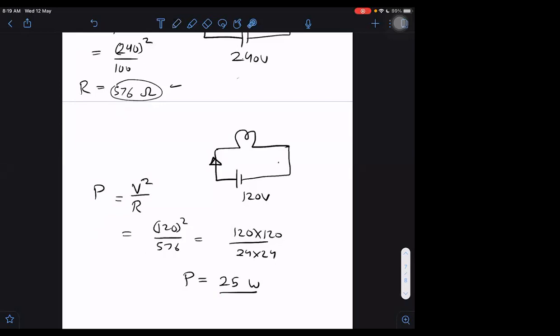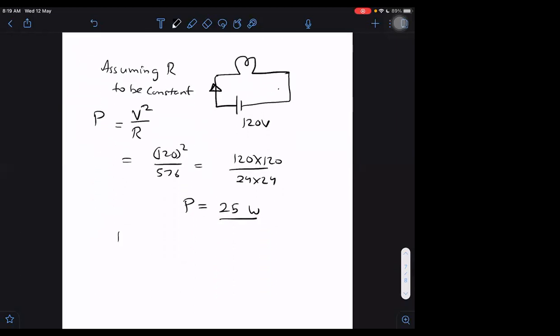But wait, you are missing my point. This is not the answer. Is this the answer? No, sir. It is just by assuming. Resistance is fixed, assuming R to be constant. But is that constant? No, sir. R varies with temperature. R of T varies with temperature.